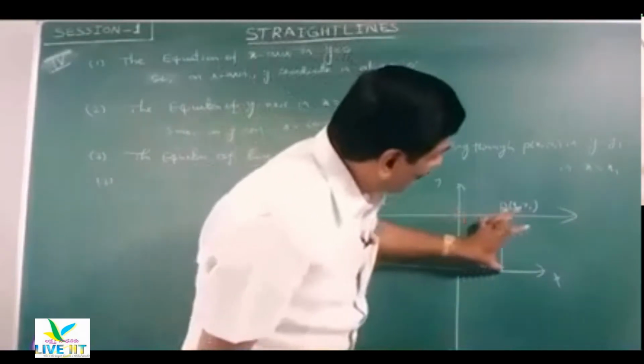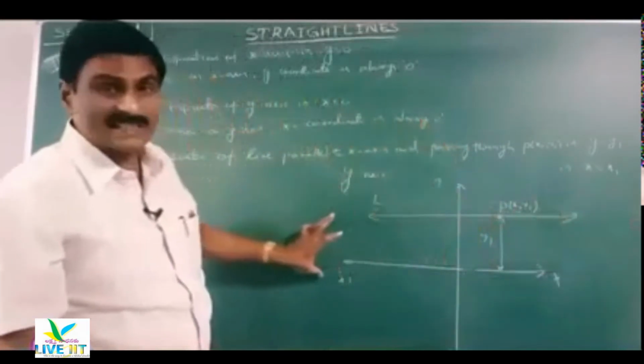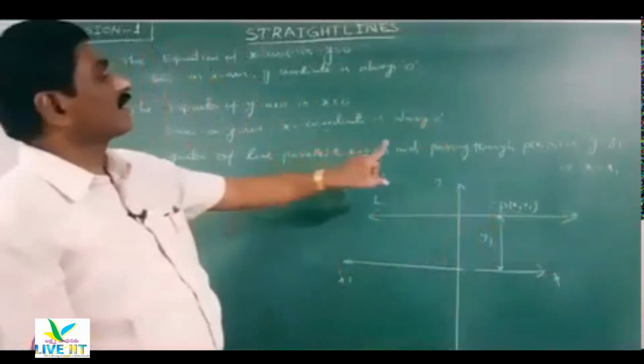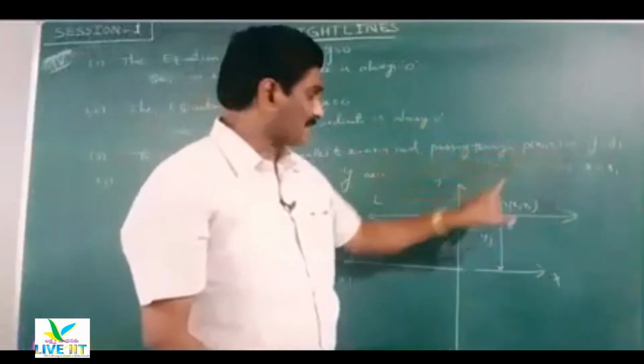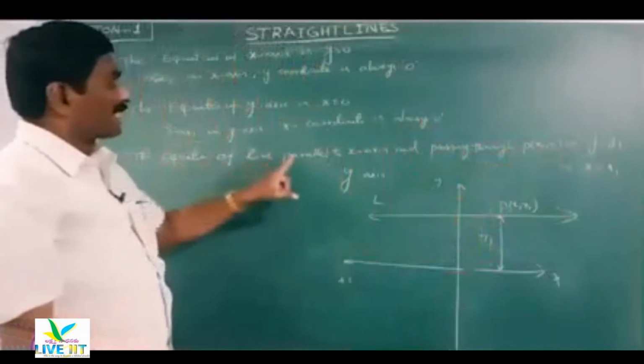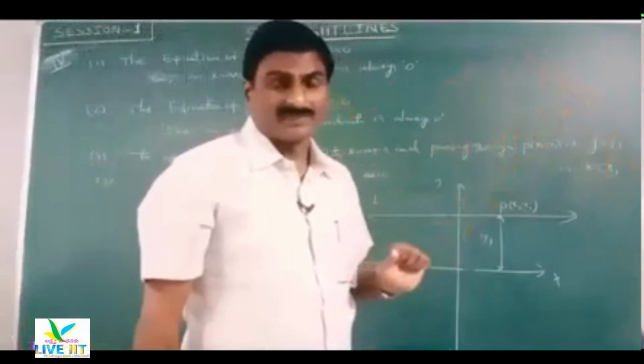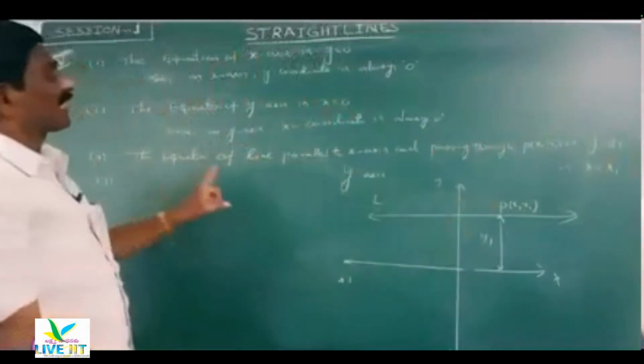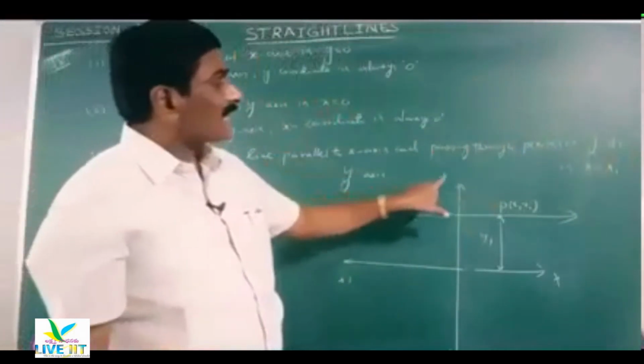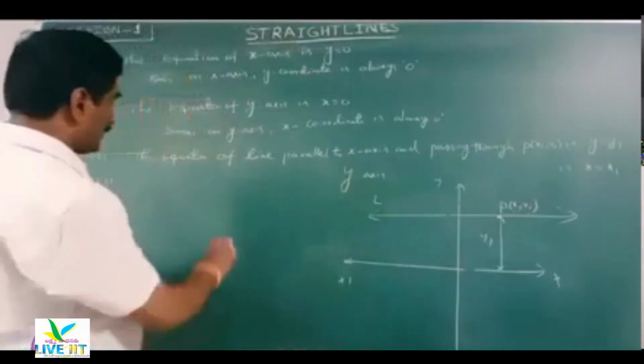These two are parallel. That means the y coordinate is always constant. This distance is always constant. That means y is equal to y1. Please observe this value. The equation of the line parallel to the x-axis and passing through P(x1, y1) is y is equal to y1.